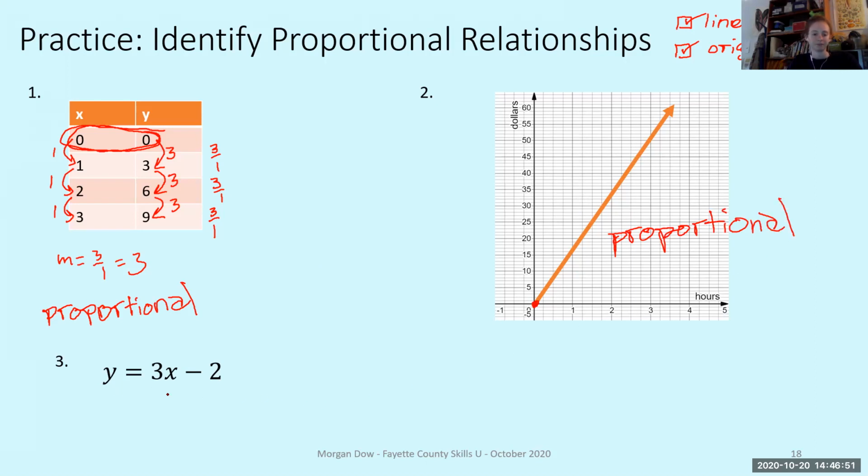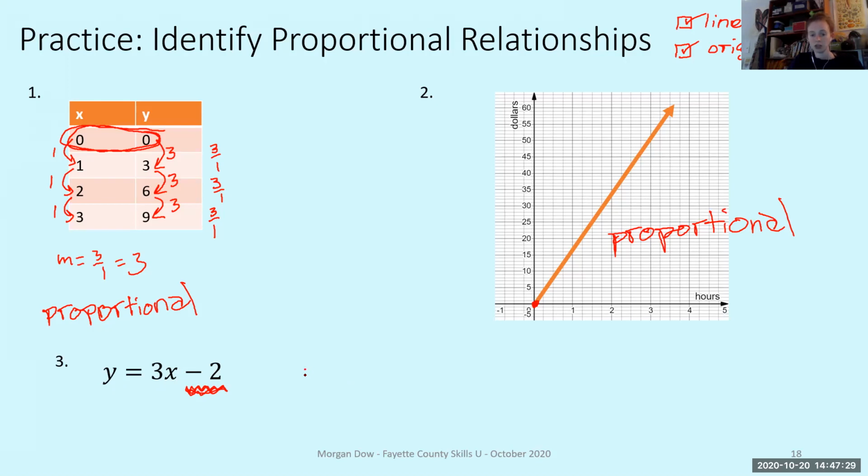Number 3, is this a proportional relationship? No, it is not. So we've got this equation, y equals 3x minus 2. This is a linear equation. However, it's this minus 2 that makes it a non-proportional relationship. This is telling us that if we were to graph this line, instead of crossing the y-axis at 0, which is what it has to do if it's proportional, it's going to cross the y-axis at -2. So it's going to be shifted down to -2.